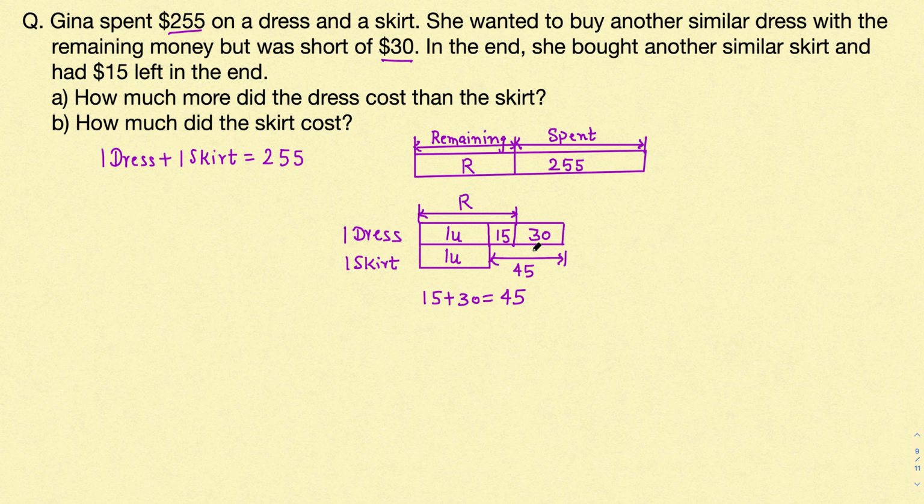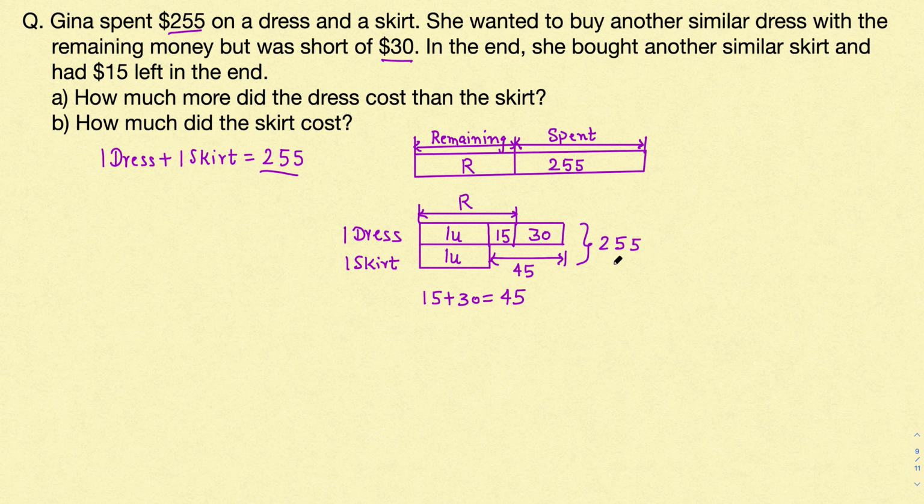So this is what is shown here. And we also know that the cost of one dress and one skirt is $255, right? So this also we can include in our model. So the total cost of one dress and one skirt is $255, right?